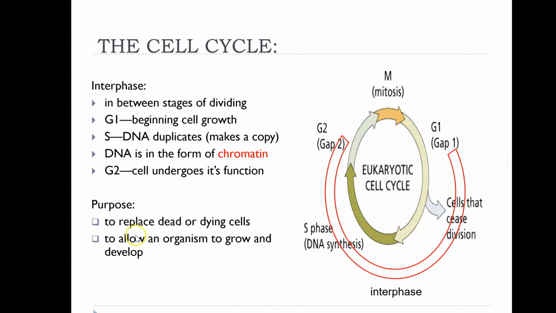The purpose of the cell cycle, the purpose of mitosis and interphase, is basically to replace dead or dying cells and to allow an organism to grow and develop. So the purpose of mitosis is to replace dead or dying cells and allow for the organism to grow and to develop. That's why mitosis is very much an important part of any cell's life cycle.